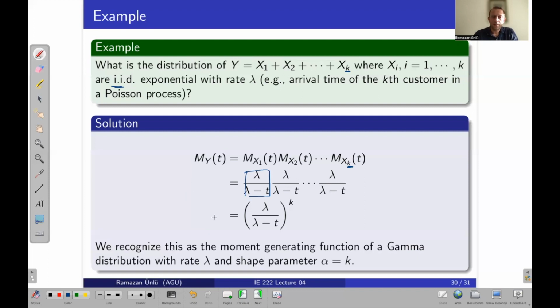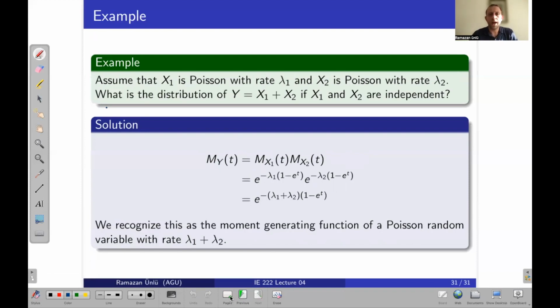So that is the moment generating function of the gamma distribution with the rate lambda and the shape parameter alpha equal to k. Again, by using the sum of independent random variables rule in terms of moment generating functions, we found that the new random variable is coming from a gamma distribution with the given parameters. So that is how we can use the gamma distribution.